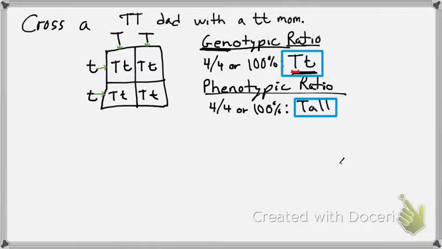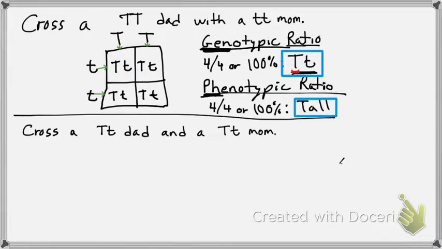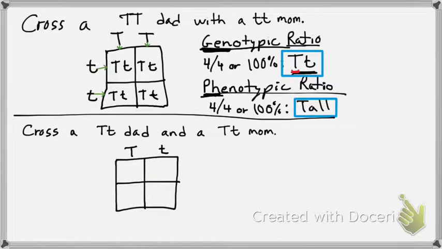All right, one more example, and then you'll be ready to work some problems on your own. Let's say we cross two heterozygous individuals. So big T little t dad and a big T little t mom. So we make our Punnett square. Dad's genes get separated, one above each column. Mom's genes get separated, one beside each row. Dad's genes drop down. Mom's genes move across.